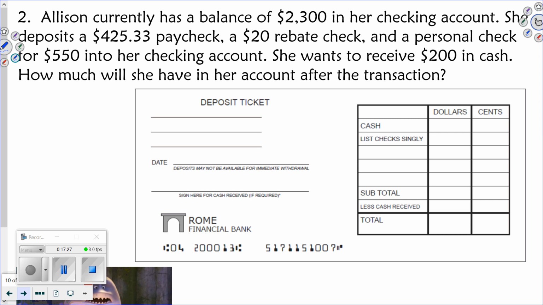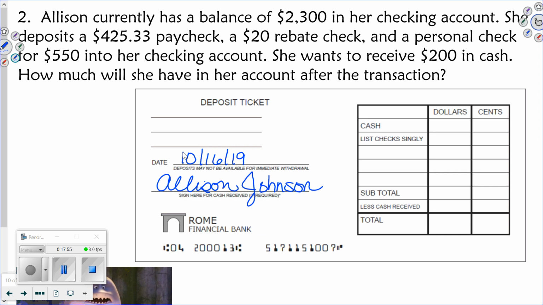So let's first, before we do anything else, fill out our deposit slip. So 10, 16, 19. Will we need to sign this? Yes, she wants cash back. So it's Allison. We'll forge Allison. What should Allison's last name be? Johnson? You can name her whatever you like.